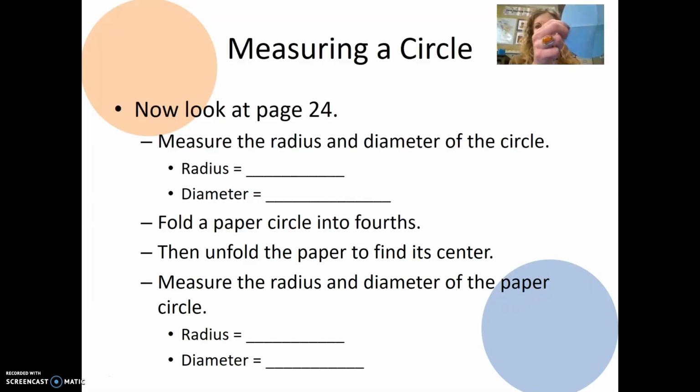And mark the center on your circle, just like I did. You can mark it with a letter if you want. I named mine Circle J because, you know, obviously, J for Juergens. And we're going to measure the radius and the diameter of this paper circle.